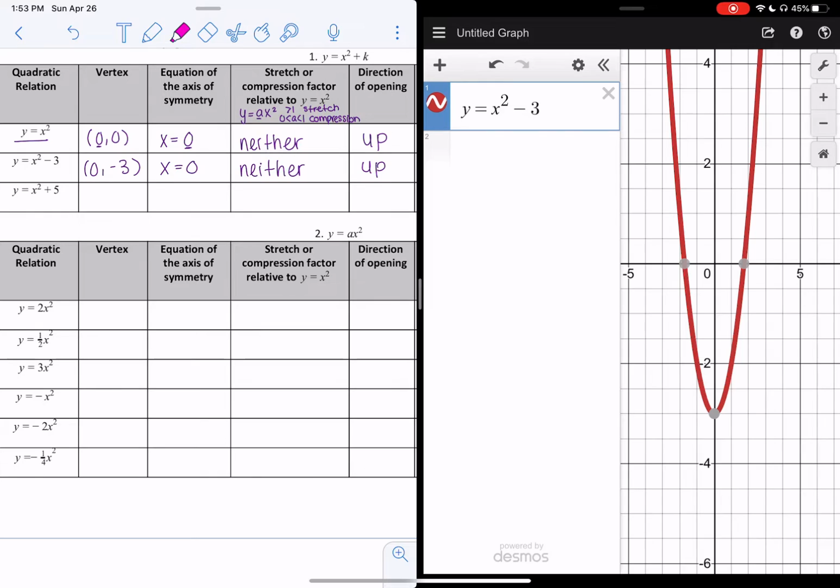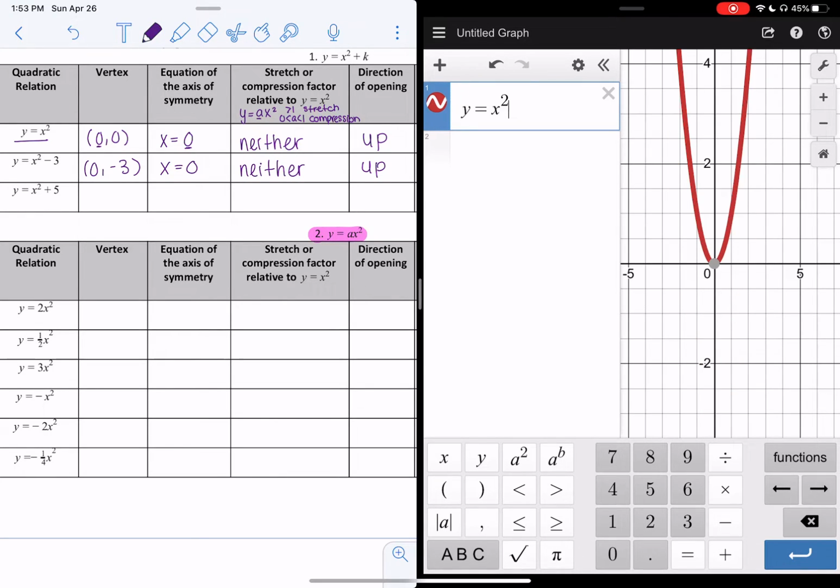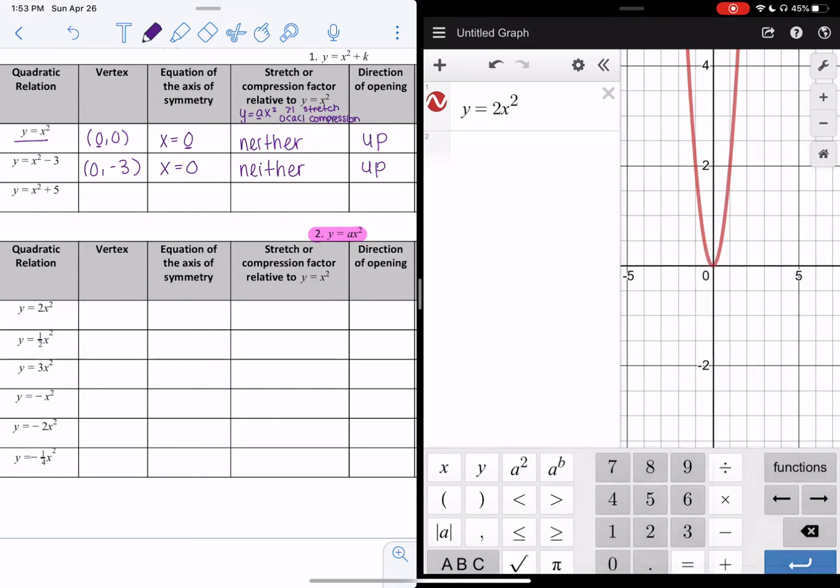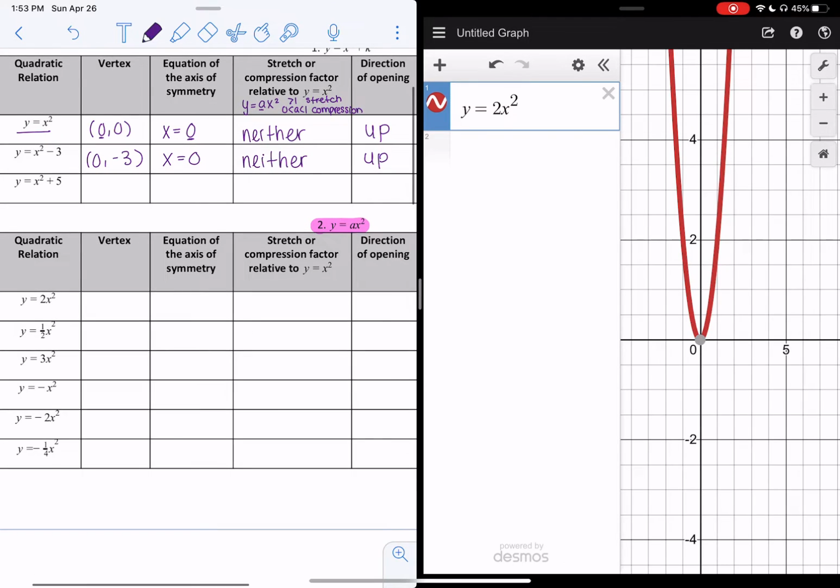So for the second one, we're going to be looking at equations in the form y equals ax squared. So let's start with our first one here. We'll have y equals 2x squared, and we have something that looks like this. Again, you want to do the same thing. We're going to identify the vertex. We're going to identify the axis of symmetry. So if I look, what line separates this right in half? X equals 0. Again, you'll notice a pattern between this and this number.